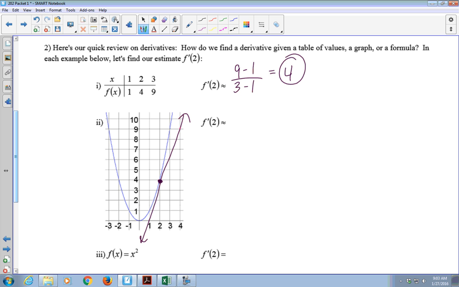So it looks like I go through that point. That's handy. And then I have the point on the curve, so I could make a little triangle. My rise, I go from 4 to 9 and I get 5. My run goes from 2 to 4, so I get 2. So my rise over my run would be 5 over 2, 2.5.